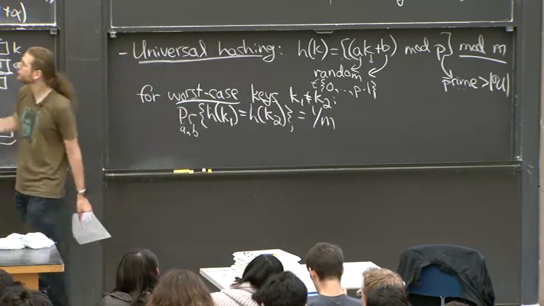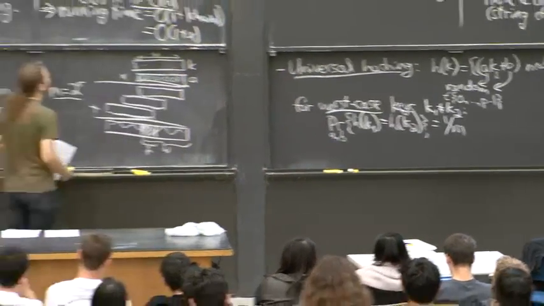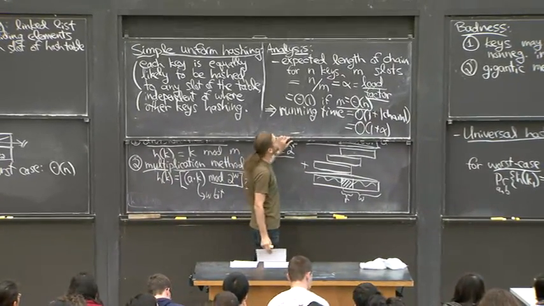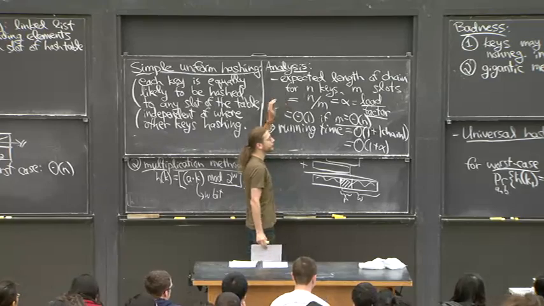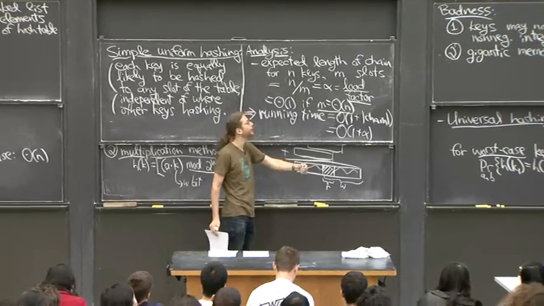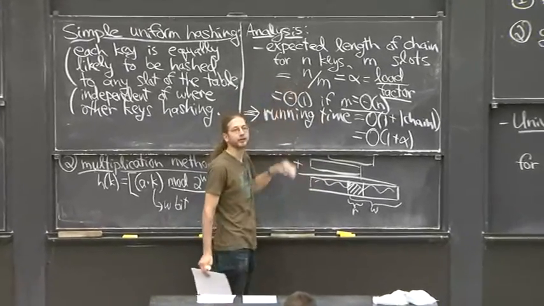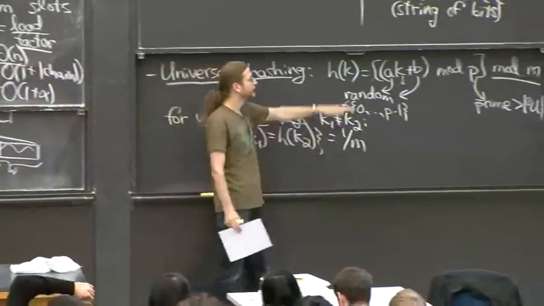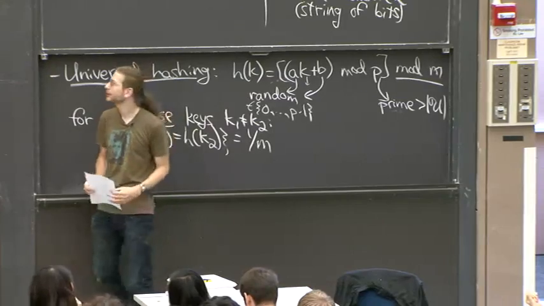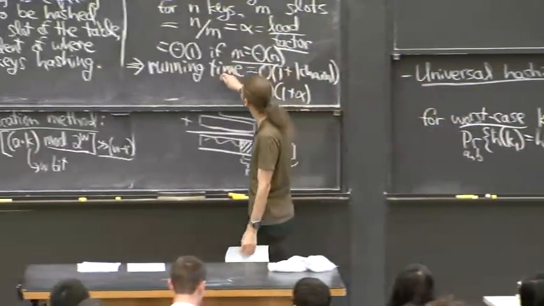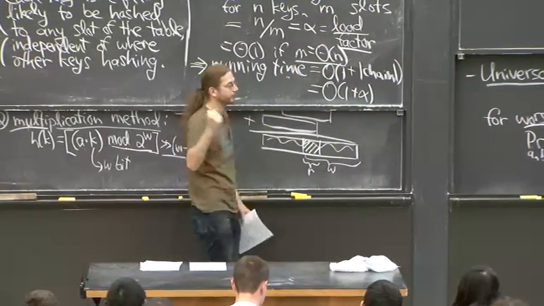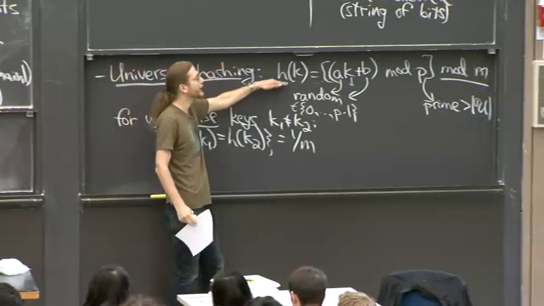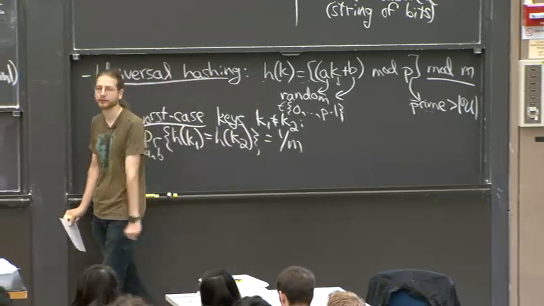And so you can prove, just like we analyzed here, it's a little more work. It's in the notes. You use linearity of expectation. You can prove still that the expected length of a chain, the expected number of collisions that a key has with another key, is the load factor. In the worst case, but in expectation for a given hash function. So still the expected length of a chain, and therefore the expected running time of hashing with chaining using this hash function, or this collection of hash functions, a randomly chosen one, is constant for a constant load factor.